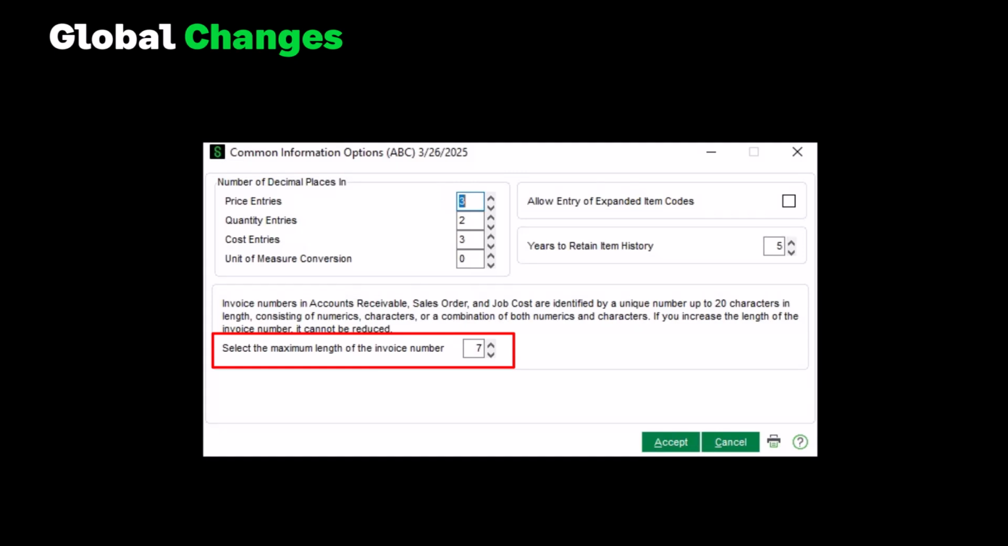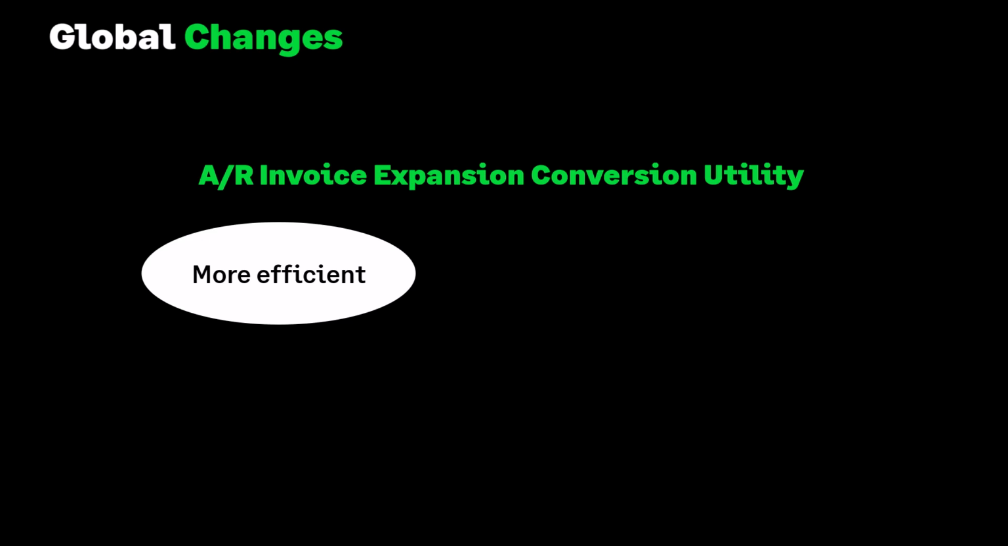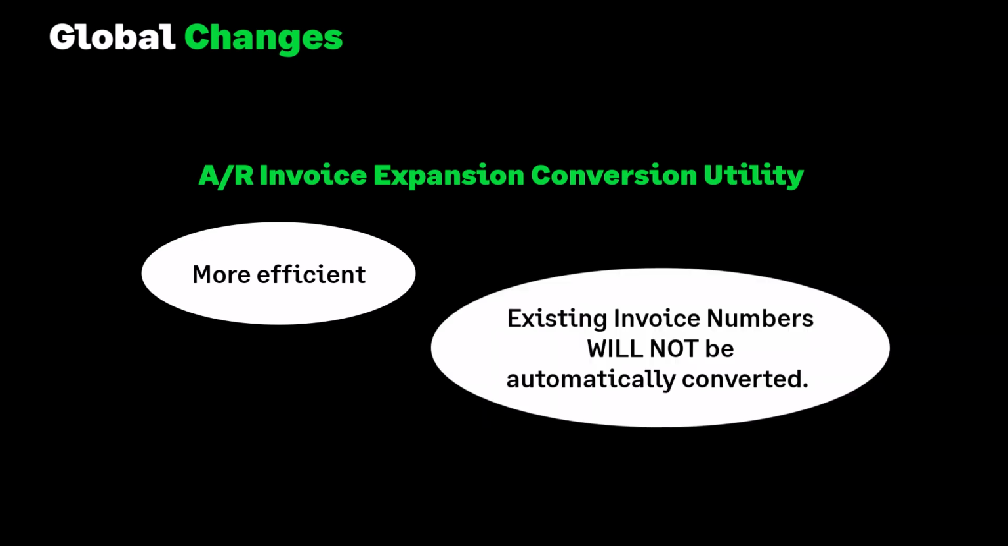But that's not all. This update brings several benefits to your business. You'll enjoy enhanced flexibility, allowing you to choose the length of your invoice numbers. Seamless integration means you can easily convert or upgrade from other products that support larger invoice numbers. And with the new conversion utility, your invoicing process will be more efficient than ever. Don't worry about your existing invoice numbers, they won't be automatically converted. However, we've got you covered with a conversion utility that makes the transition smooth and easy.